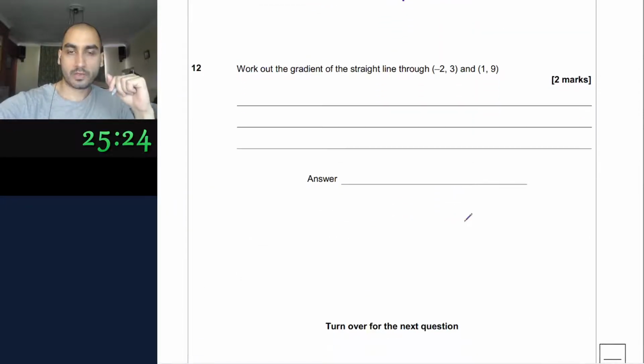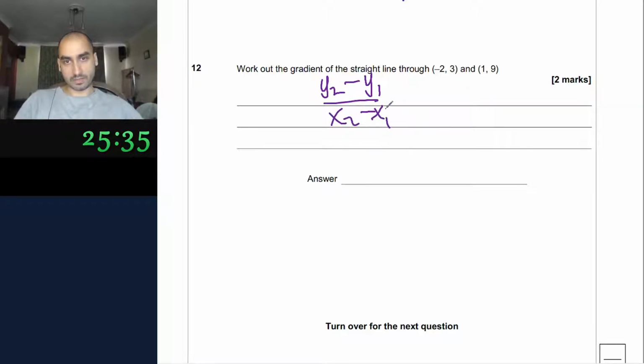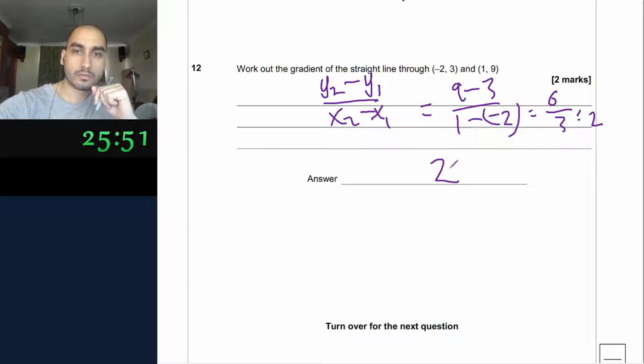Work out the gradient of the straight line through minus... All right, gradient is y2 minus y1 over x2 minus x1. So that's 9 minus 3 over 1 minus 2. So it's 6 over 3 equals 2.